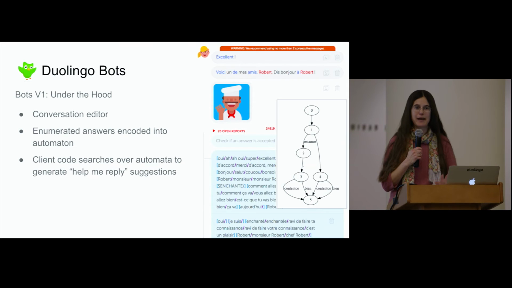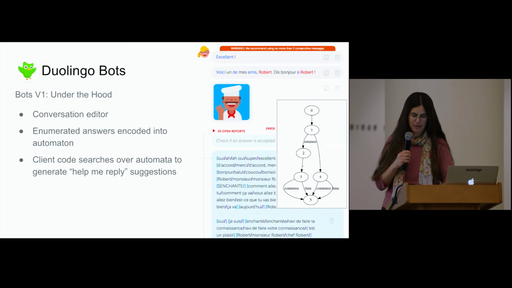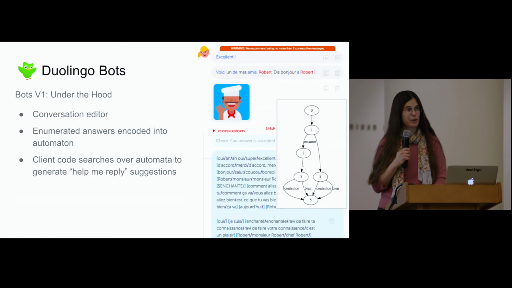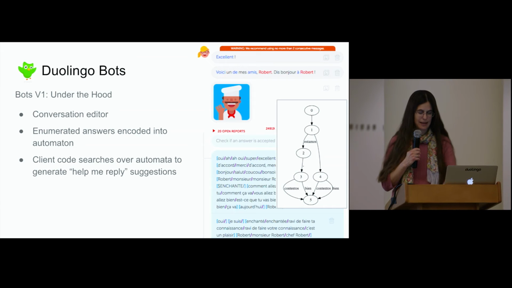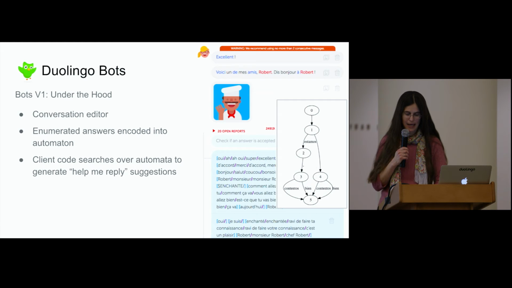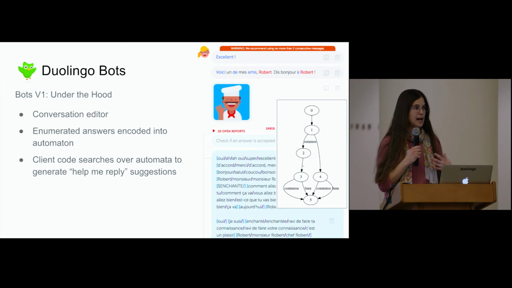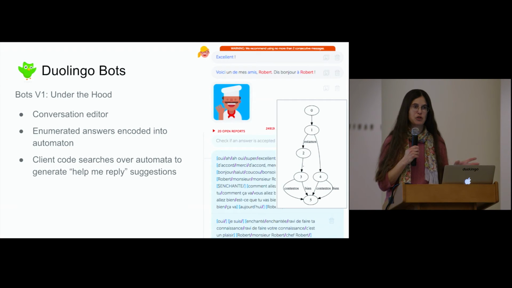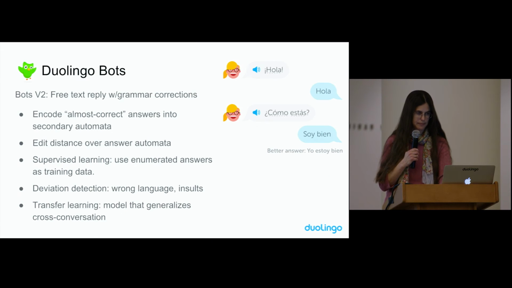So there's nothing magical here, right? There's no AI at this point, no machine learning. But what we do have is something that algorithmically is pretty complex. Since we have so many possible answers here, we have to be able to encode these in an efficient form. And then on the client side, in the iOS app, we have to be able to search over the space of possible answers very efficiently so that the bot can answer in real time. So that's the V1 bot, which is just a very basic, almost rules-based system.